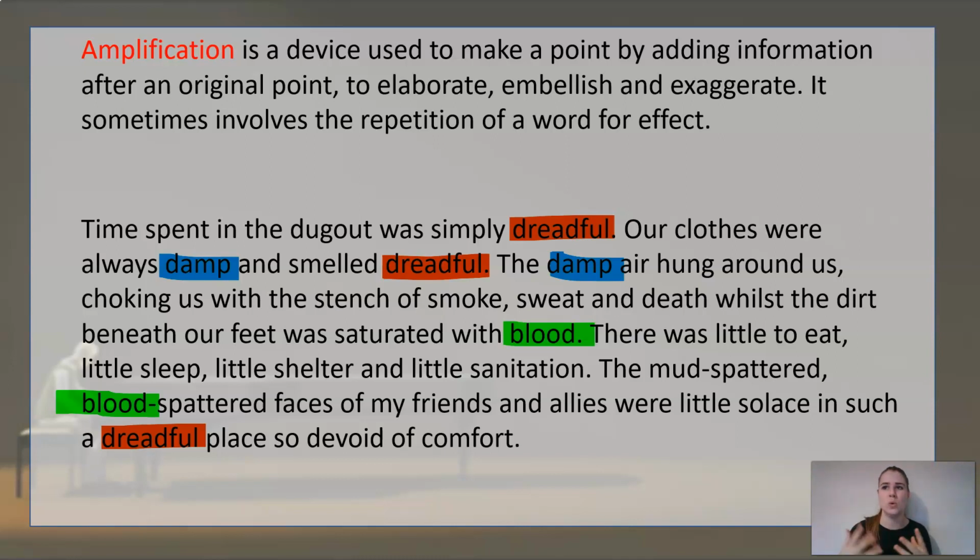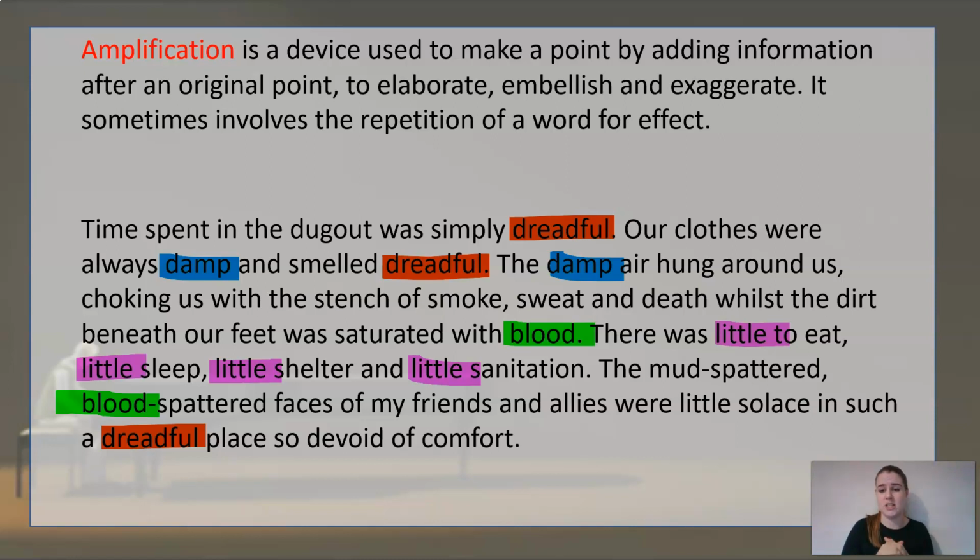Now, obviously, because we're talking about war, blood's going to be a very prevalent thing because people are dying. You know, there's going to be blood around. We also have the repetition of the word little. Now, not little as in small for someone's height, but little as in the amount of something. So there was very little to eat, they had very little sleep, hardly any shelter, and there wasn't any clean sanitation. So that gives you an idea of how very small an amount of anything they actually had.